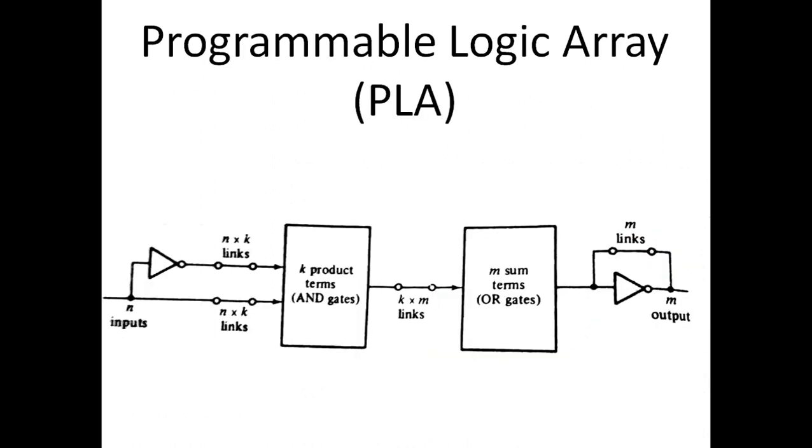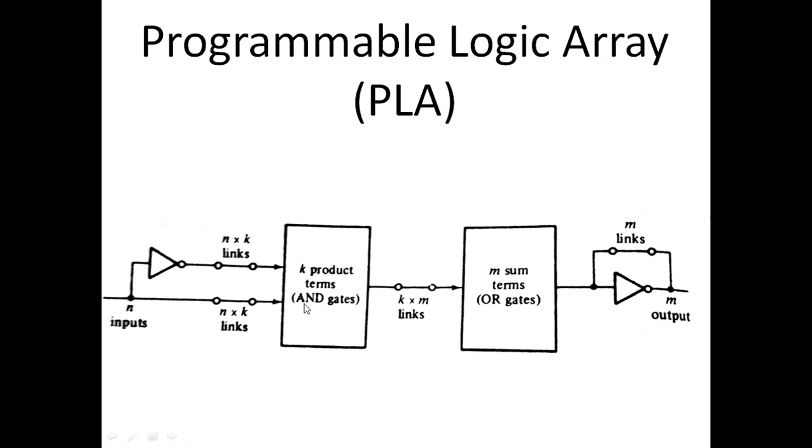This is a very general block diagram of a programmable logic array. This block diagram represents multiple logic arrays. So first, let me explain what each block inside this programmable logic array represents. We have n inputs and we have m outputs. There is a set of k product terms which are implemented with AND gates, and there is a set of OR terms or sum terms implemented with OR gates.